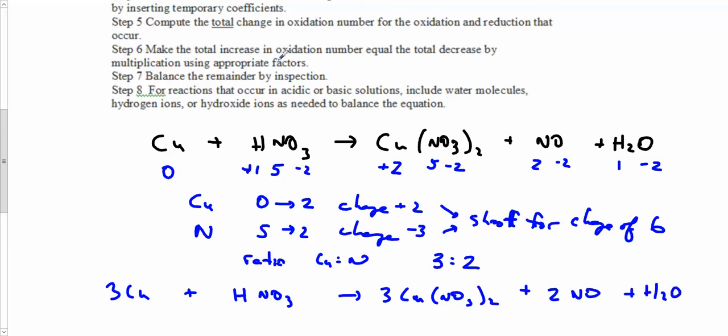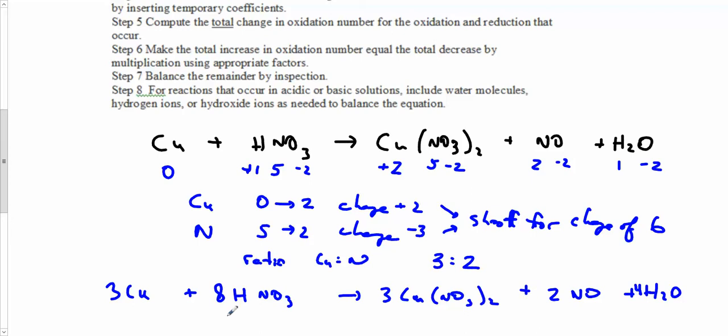Now balance the remainder by inspection, which is where I am now. So I have, how many N's over here? I have 2, 6, 7, 8. It looks like I'll need an 8 here. 8 H's. Looks like I'm going to need a 4 here. And then I think everything is balanced.